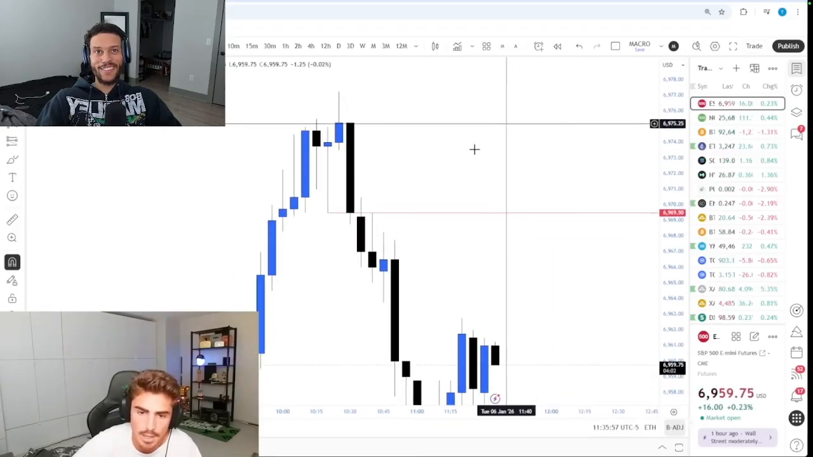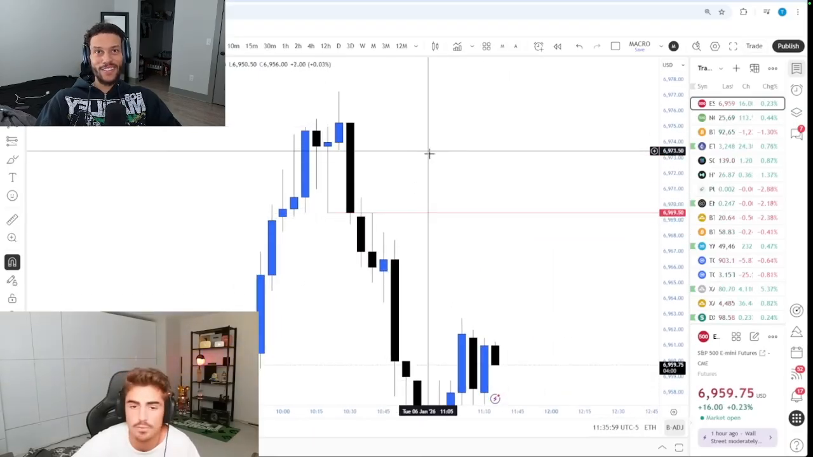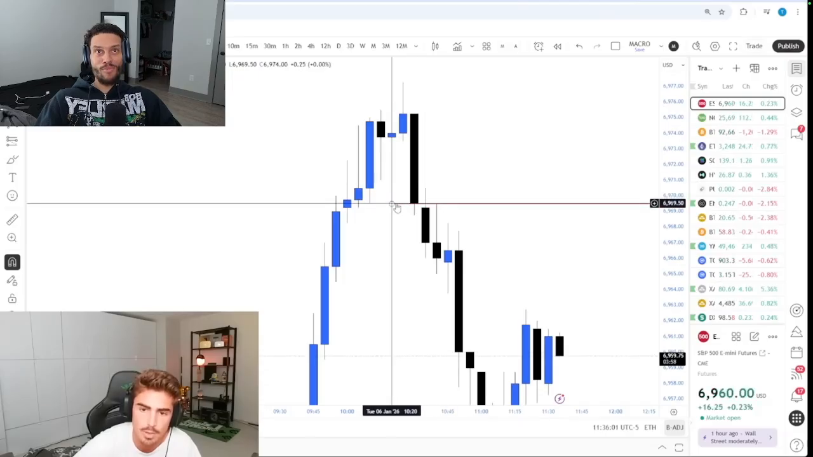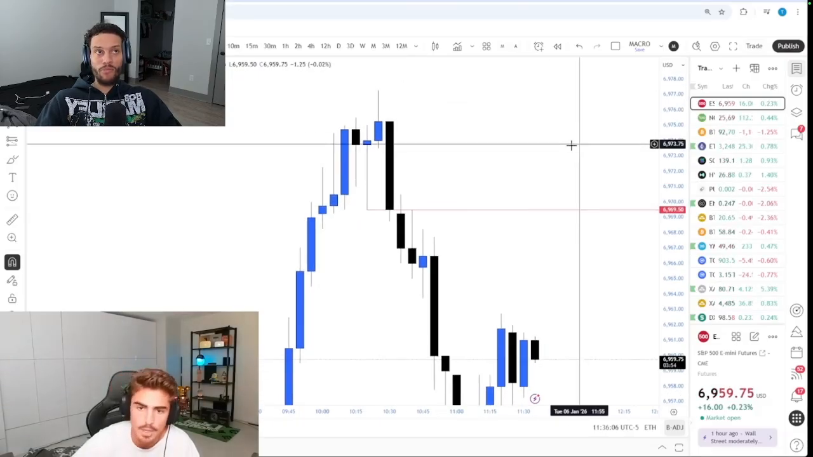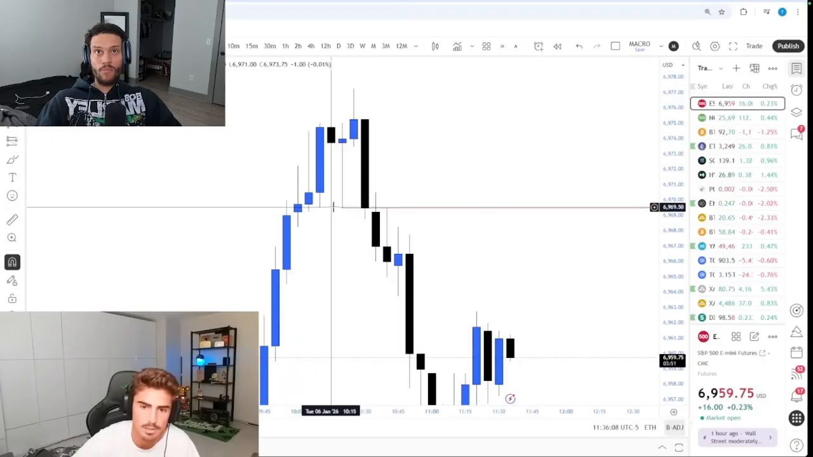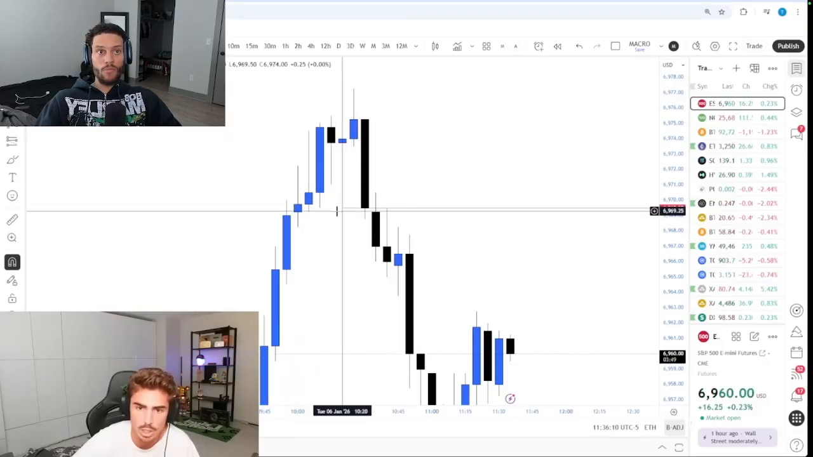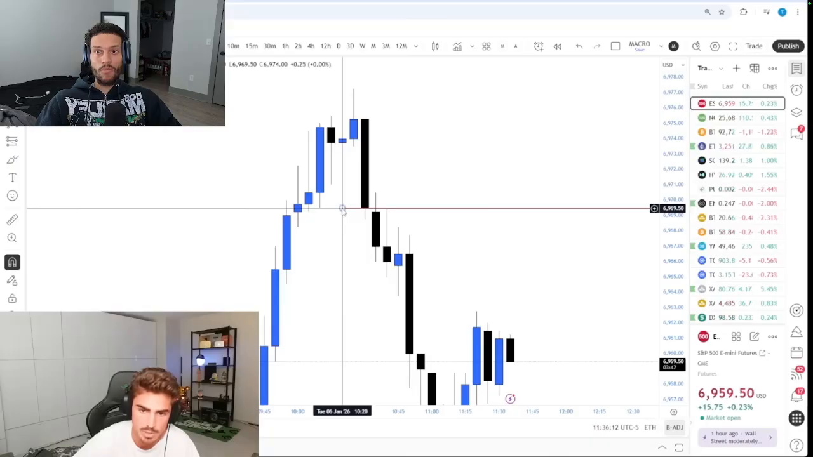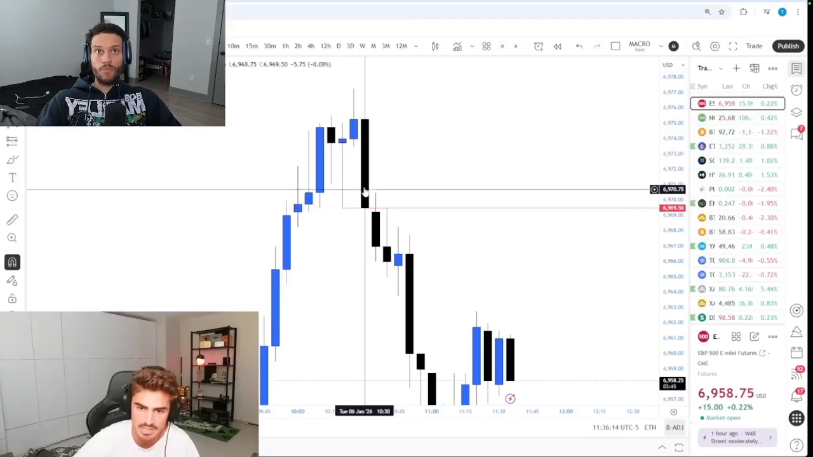If we go on here, again, if we're looking for a change in market structure to the downside, all that we're going to be doing is monitoring the most recent lows that are made within the uptrend. So this was the most recent low. When do we break structure? Is it on this candle?